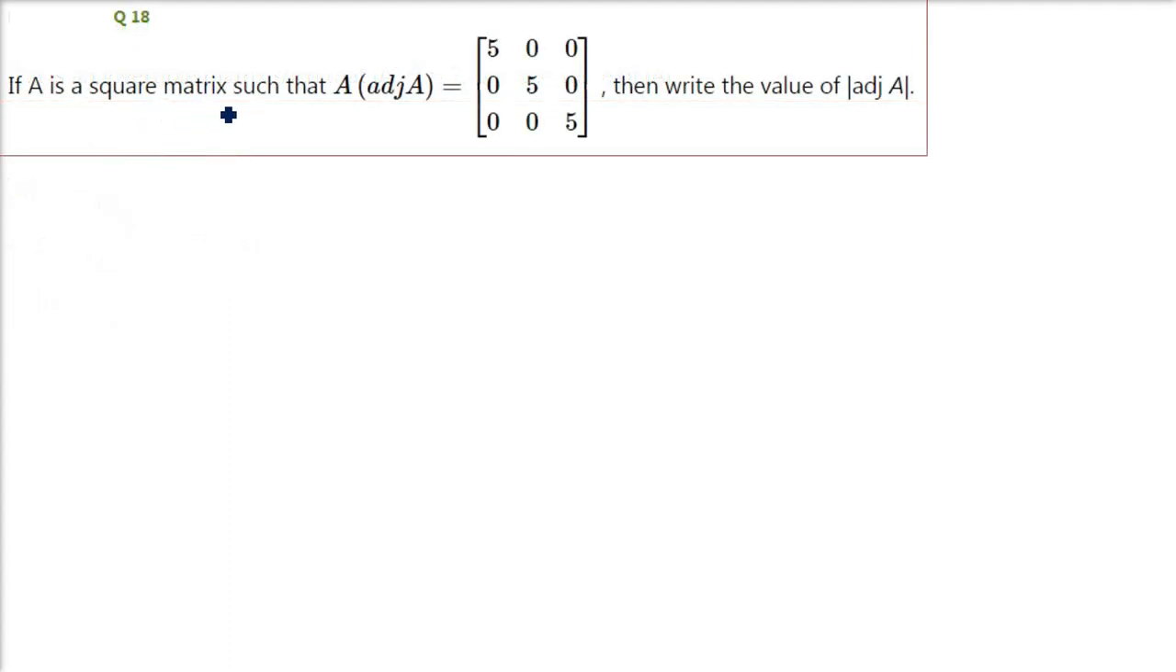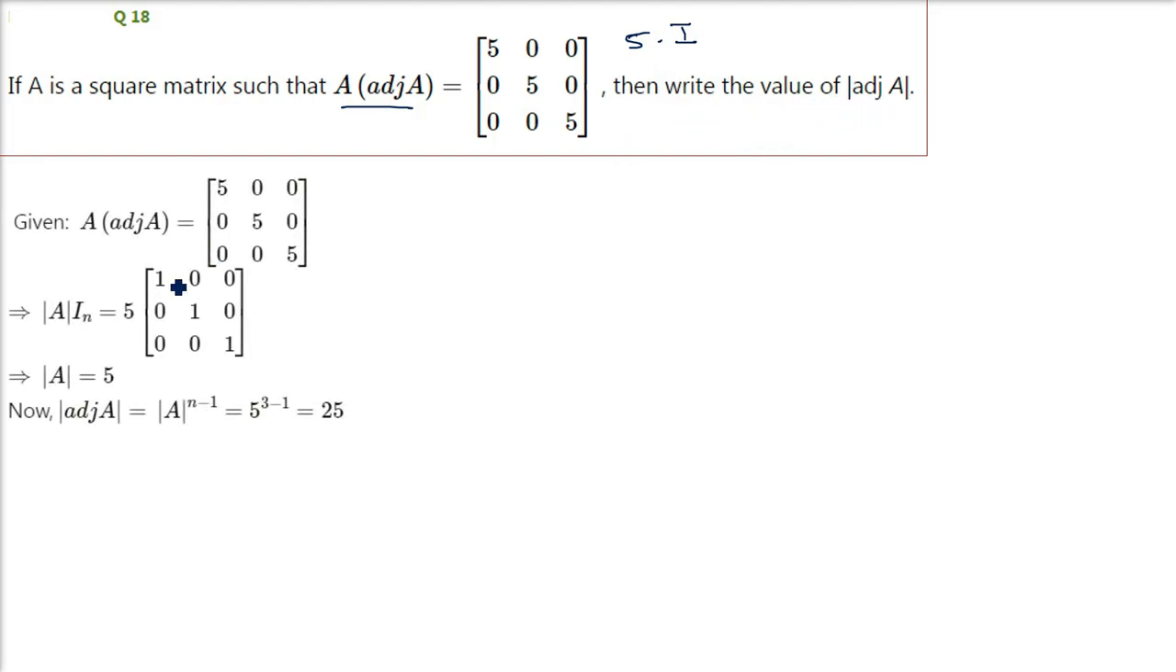If A is a square matrix such that A into adjoint A is this matrix, this is basically a scalar matrix, you can take 5 out, that will be an identity matrix. So 5 into I it is. If you multiply 5 to the identity matrix, you will get this matrix. Then write the value of the determinant of adjoint A.